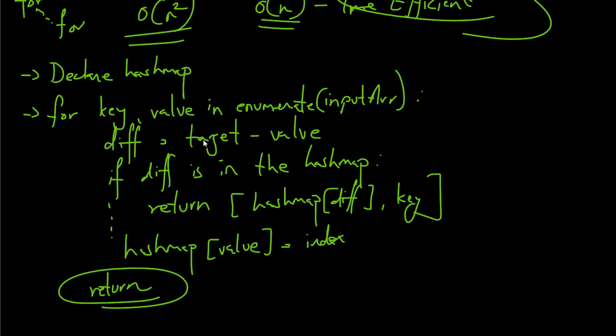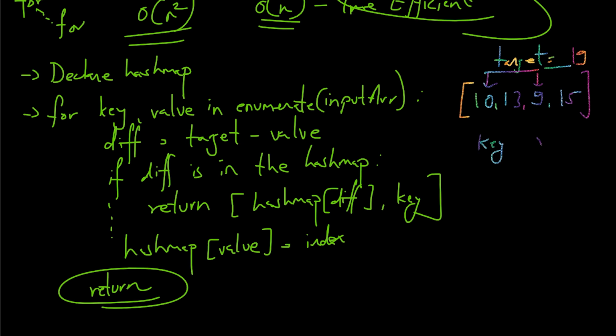Now it seems confusing, so for that we will take an example. Let us say 10, 13, 9 and 15, and the target that you want to find is, let's say, 19. So essentially the 10 and 9, if you add them you will get 19. So we will now solve this using linear complexity. First, after you enumerate, you will have the keys and the values. So in the 0th index you will have 10, on the first index you will have 13, on the second index you will have 9, on the third index you will have 15 as per the array.